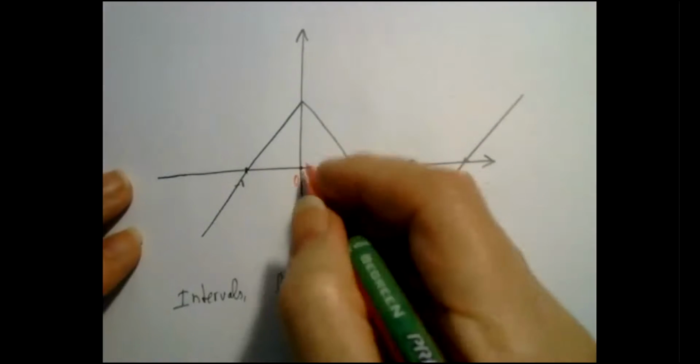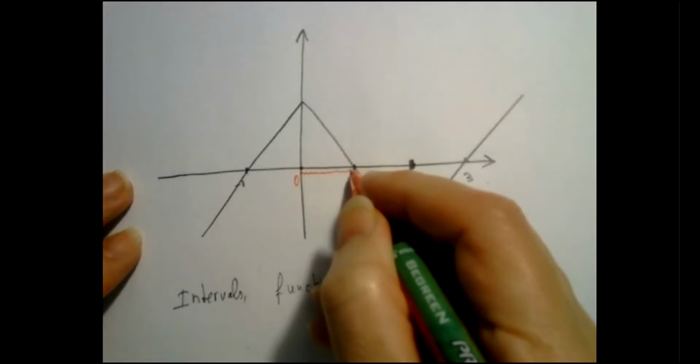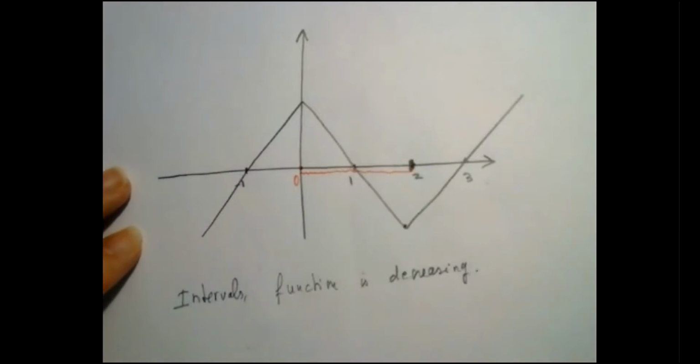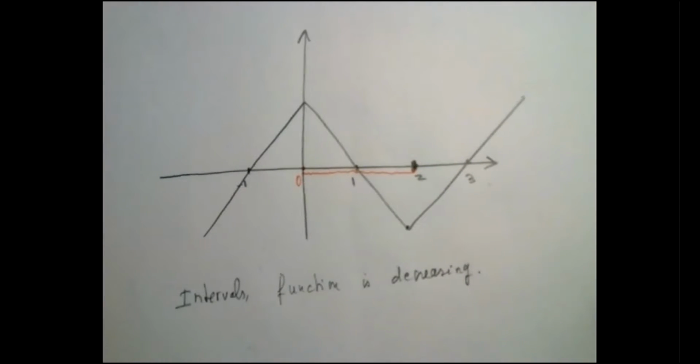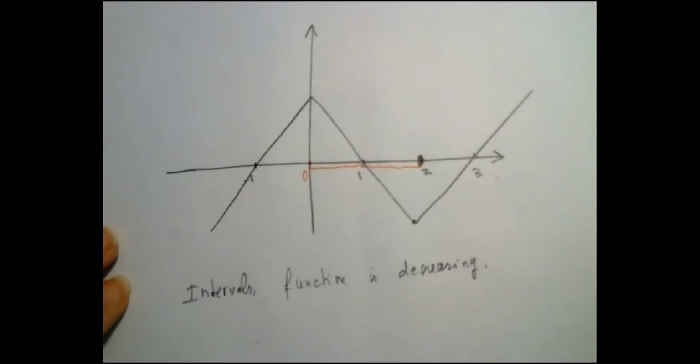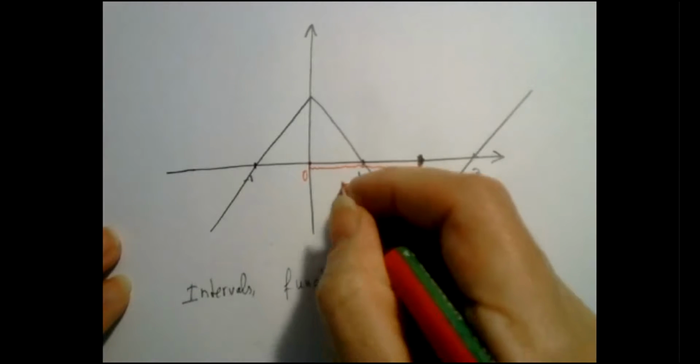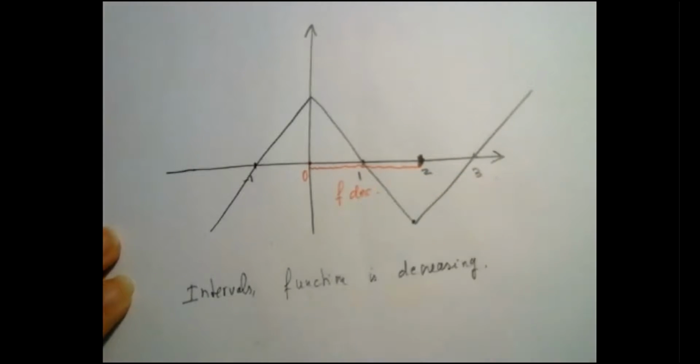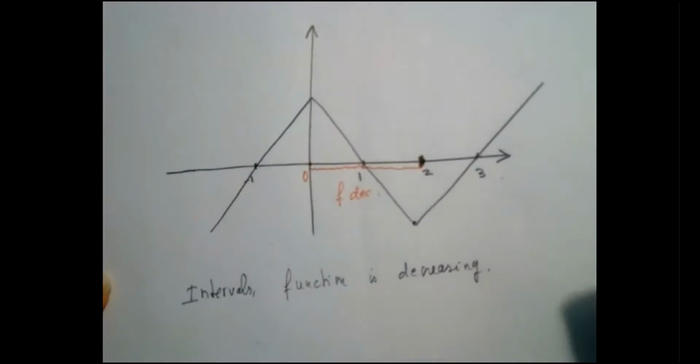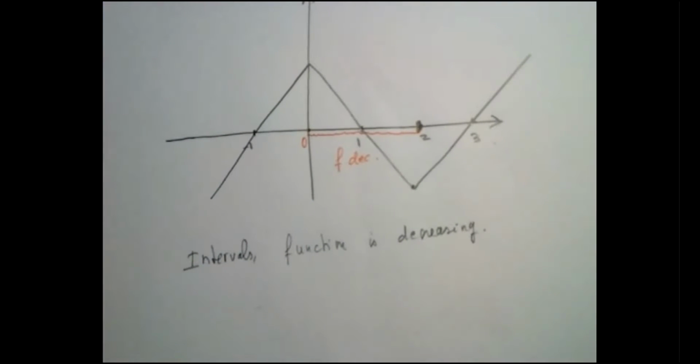Very well. So the function decreases from here to here. Do we agree on that? Mm-hmm. It starts decreasing at 0 until 2. Right. So we're going to write it in words the way we understand it, and then we use the interval notation.